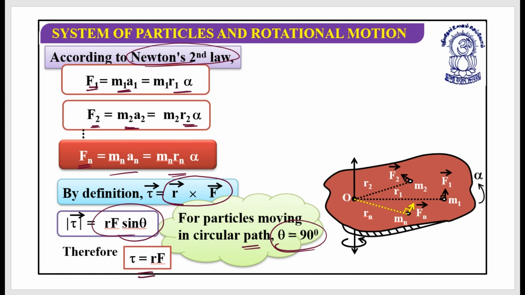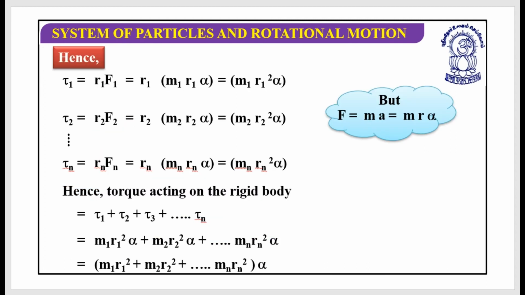That means torque equals r into f, sorry. So when I write this, torque equals r into f, and let's put in the value of f that we derived in the previous slide, that f was m into r into alpha. I can write this as m1 r1 into r1, this is r1 square into alpha. Same way torque 2 is m2 r2 square into alpha. Same way, torque on the nth particle could be written as mn rn square into alpha.